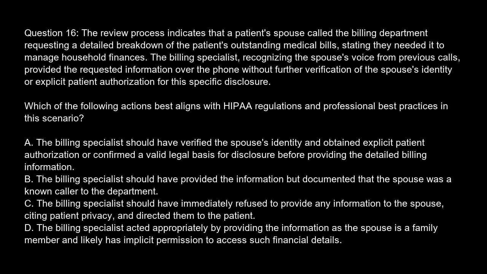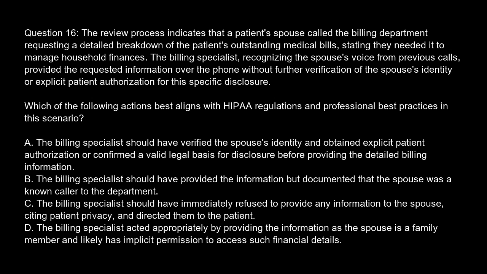Question 16. The review process indicates that a patient's spouse called the billing department requesting a detailed breakdown of the patient's outstanding medical bills, stating they needed it to manage household finances. The billing specialist, recognizing the spouse's voice from previous calls, provided the requested information over the phone without further verification of the spouse's identity or explicit patient authorization for this specific disclosure. Which of the following actions best aligns with HIPAA regulations and professional best practices in this scenario?